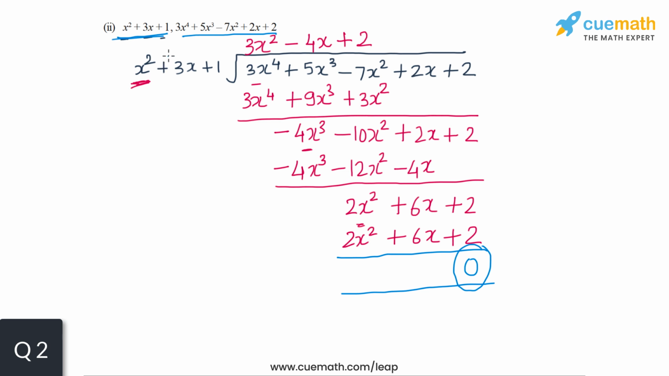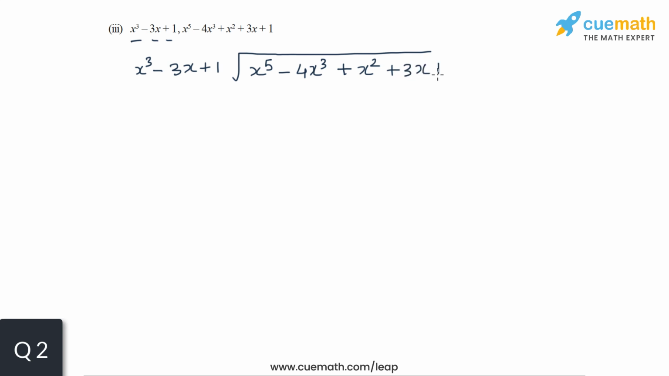Now let's do part 3. In part 3, the divisor polynomial is x cube minus 3x plus 1. So let's write that first, x cube minus 3x plus 1. And then we will write the dividend polynomial. So the dividend polynomial is x to the 5 minus 4x cube. So there is no fourth degree term, plus x square plus 3x plus 1. So this is our dividend.